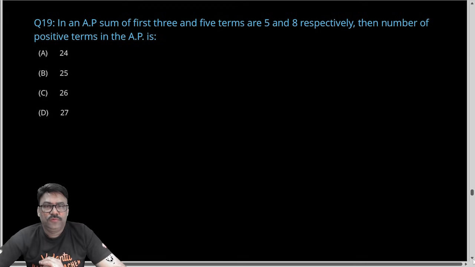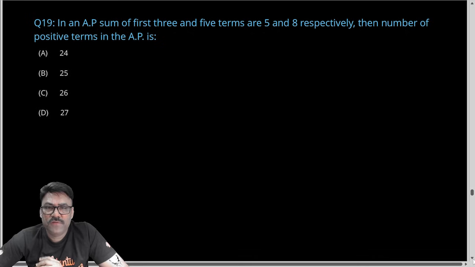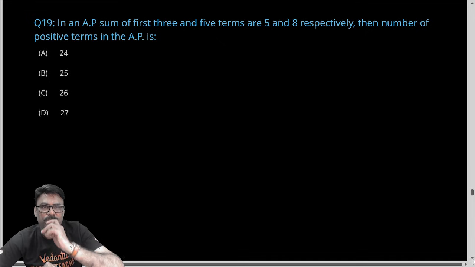Let's see this question now. Again, this question is based on arithmetic progression. In an AP, the sum of the first 3 terms is 5 and the sum of the first 5 terms is 8. So how many terms of this AP will be positive?